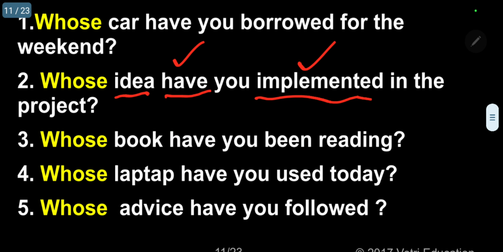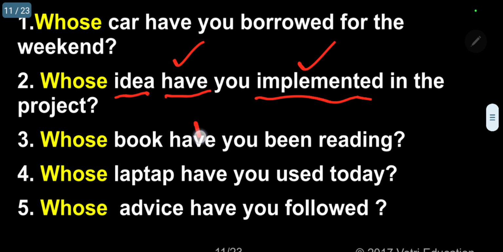I can also say it like this: whose have idea you implemented in the project. I can also raise it, but grammatically it will not be nice, because it is the normal way of asking. So when have is coming, better we use it along with the WH word whose, and then your subject. This is an exceptional case, please follow.